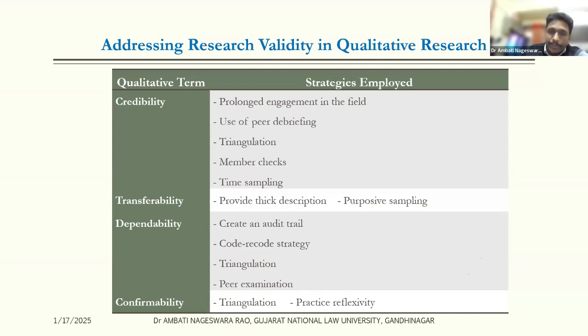Dependability means reliability. Create an audit trail, starting from preparing your proposal to data analysis. From time to time, you can check whether there is any kind of bias, unknowingly, whether I have committed any kind of mistakes. We'll come to know only when we start discussing our findings, our research, with the various experts, even from the layman point of view.